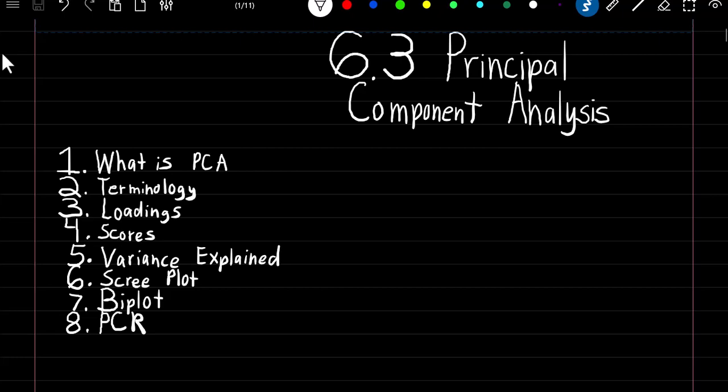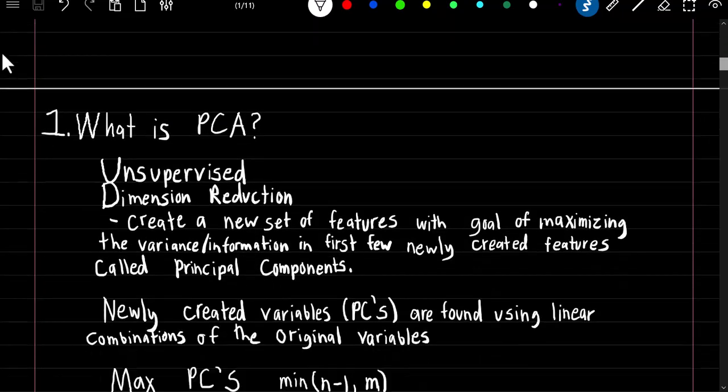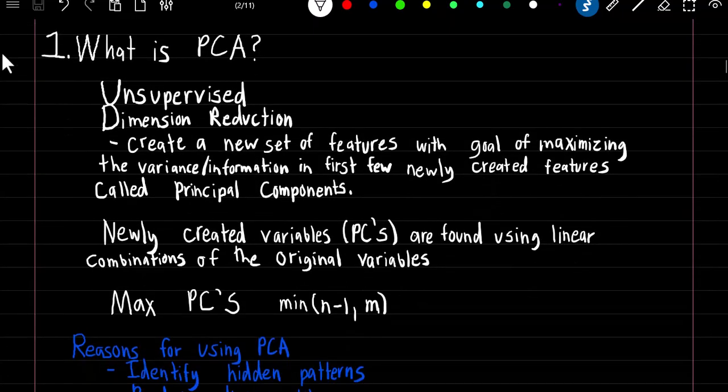What's going on, guys? In this video we're going to be covering the dreaded principal component analysis. So I'm hoping to jam pack it all into this one video, but we'll see. So what is principal component analysis?